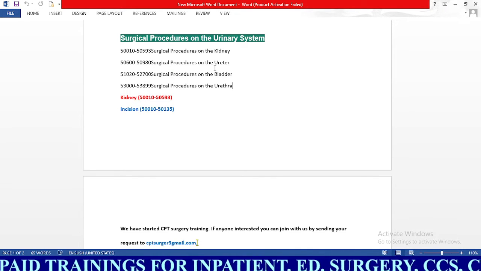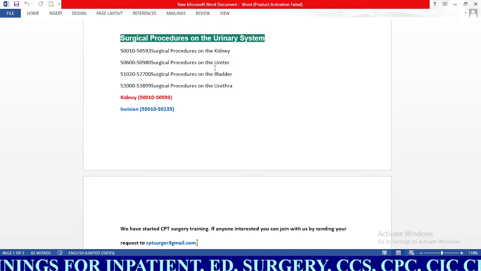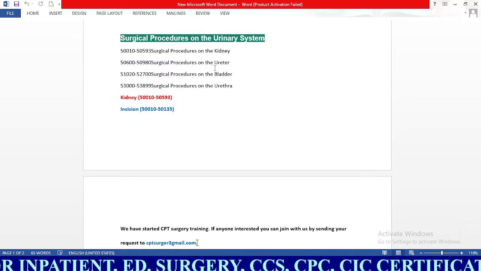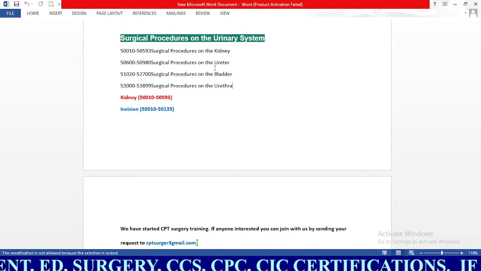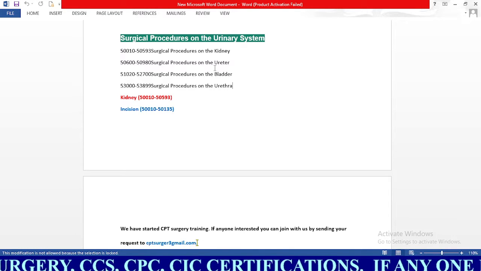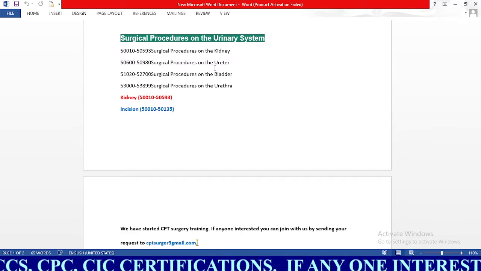So after kidney, we have ureter, next bladder, next urethra. Based on the anatomy of the urinary system, codes are divided in CPT. So today we are going to learn a few procedures related to kidney, as initially our CPT book includes kidney procedures.